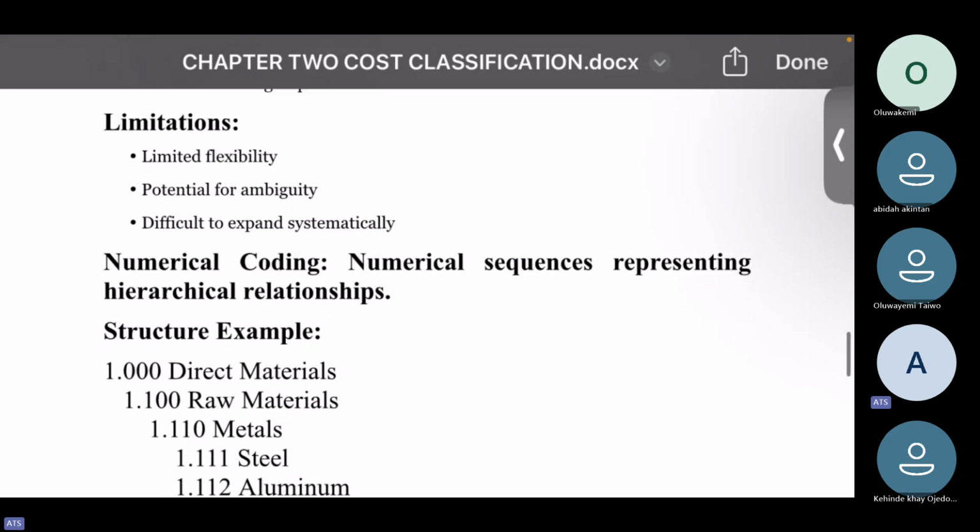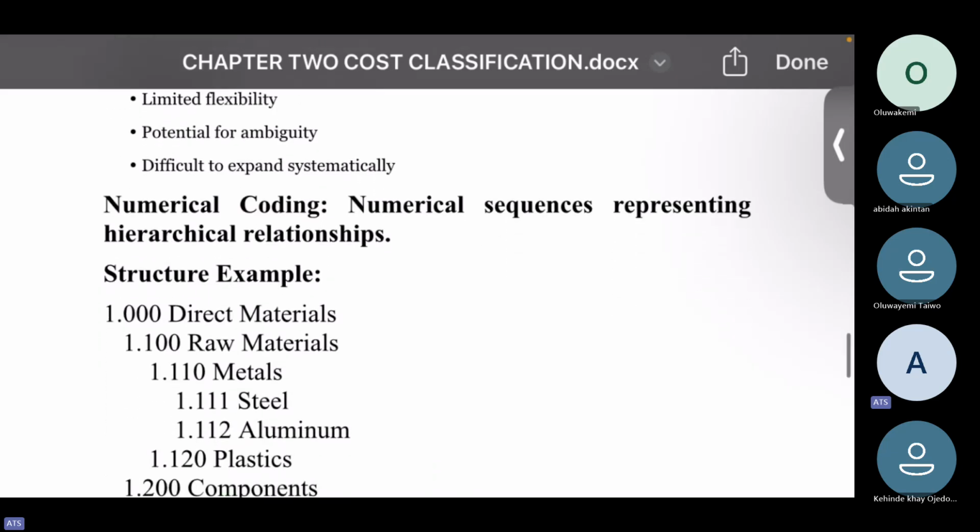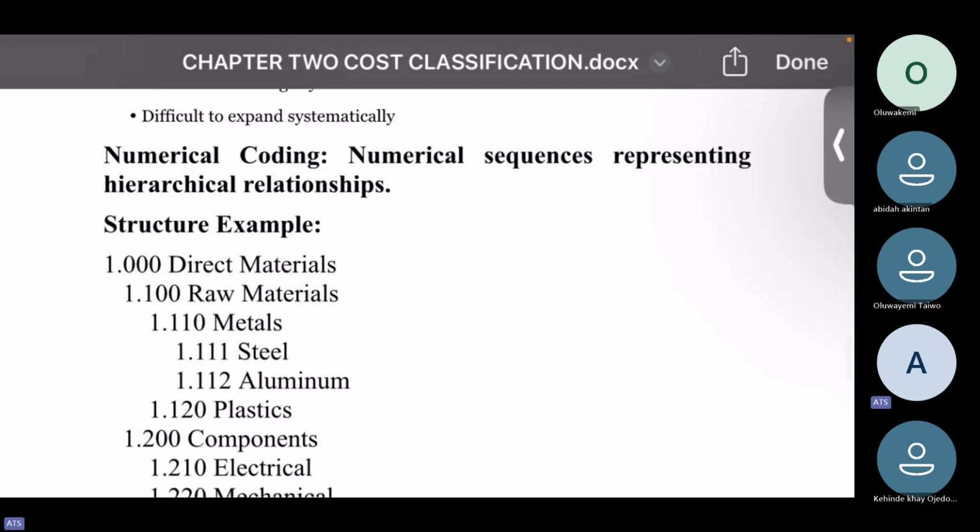So that's where numerical coding comes in. Numerical coding means using numerical sequences to represent hierarchical relationships. So for instance, maybe one means direct materials, but then 1100 might be raw materials, and then you can go further and say, what kind of raw materials? Maybe metal. Then what kind of metal? Steel. Do you understand? It's like a hierarchical relationship using numbers.